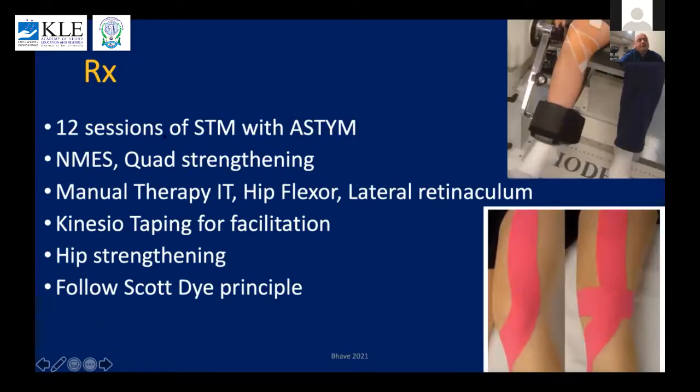So we did 12 sessions of soft tissue and E-stim work. We did NMES at home for quad strengthening, manual therapy for the IT band and hip flexor, kinesiotaping for facilitation, hip strengthening, and we followed the squat dive principle of treatment within the pain envelope. And that's the treatment technique that we used for her.